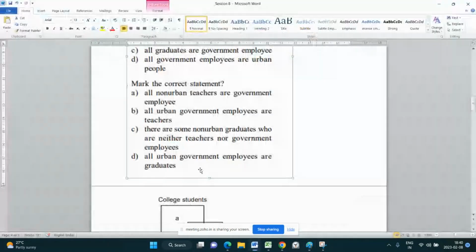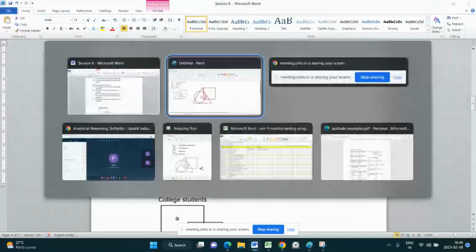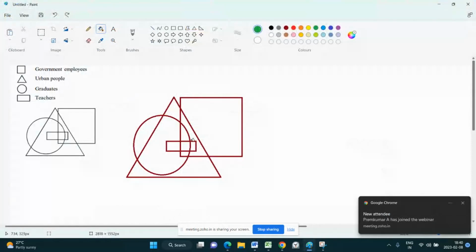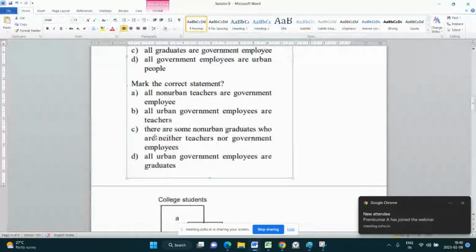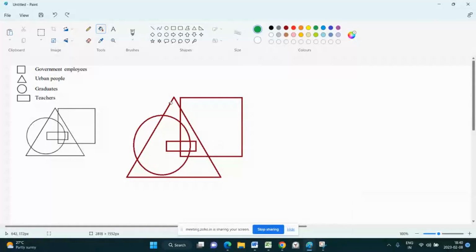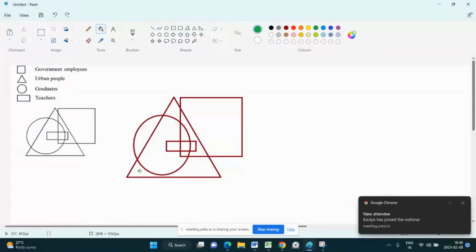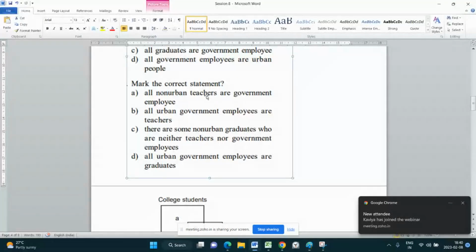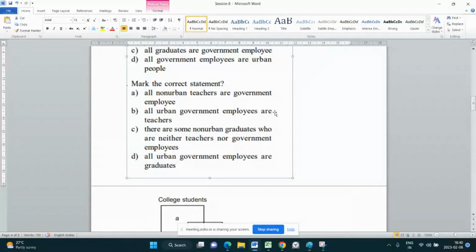See, non-urban teachers: all teachers are urban only. So for non-urban, there is no meaning to it. No teacher belongs to non-urban. Non-urban means it should be outside of this triangle. So no teachers belong to the outside category. So this is wrong.